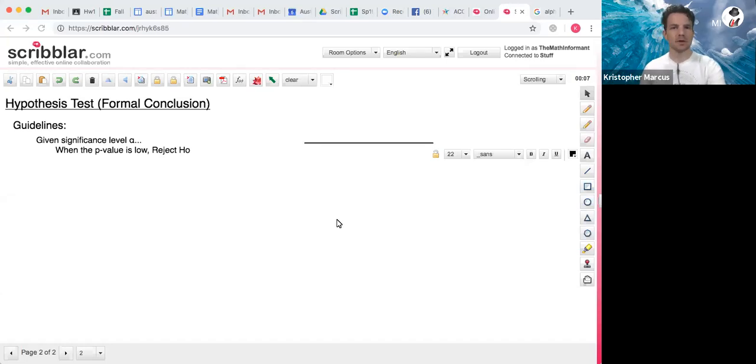Here's a guideline for how to do formal conclusions for a hypothesis test. Generally, you'll be given an alpha or significance level. Then you'll find a p-value from some calculations you do using a sample. And the general rule is that when the p-value is low, you should reject the null hypothesis. So when the p-value is low, reject the H0. Of course, it's never called the H0, it's the null hypothesis.